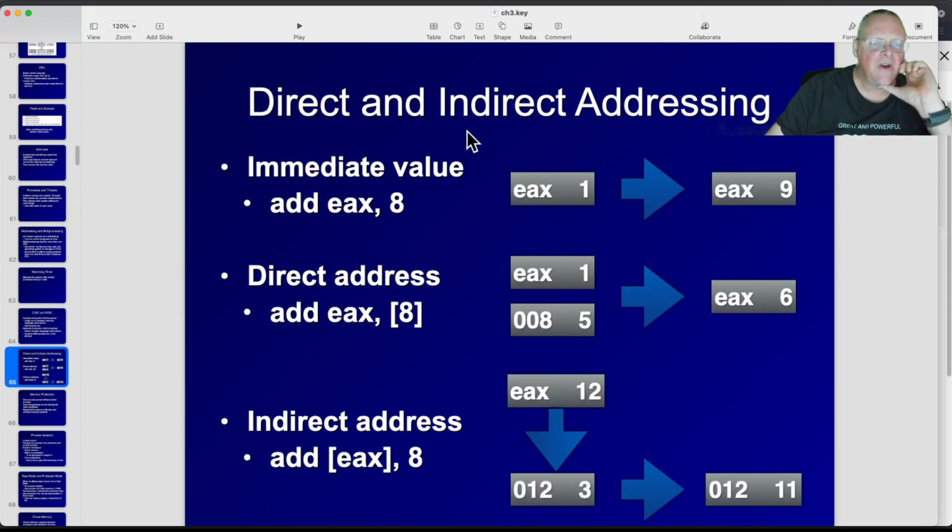So direct addressing and indirect addressing is here. Yeah, a lot of people have moved more towards ARM, but Windows doesn't even have an official ARM version yet. So, Windows people are still using Intel entirely.